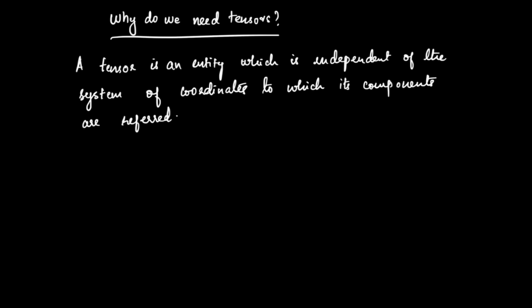So the question was, why do we need tensors? Okay, so a tensor is an entity which is independent of the system of coordinates to which its components are referred. And in the mathematical formulation of physical laws, only those quantities which possess such invariant properties can occur, and these are scalars, vectors, and in general, tensors.